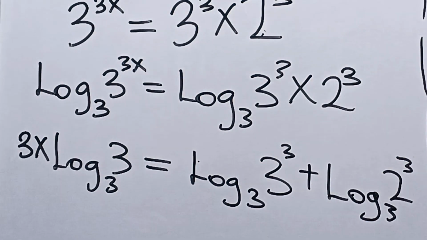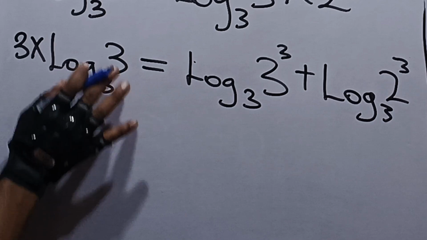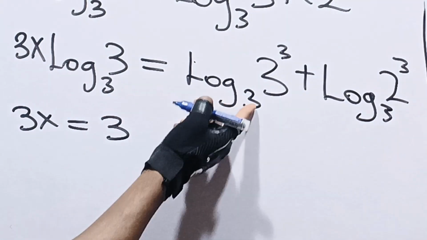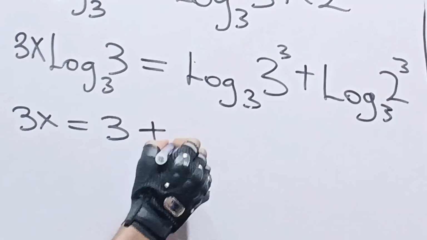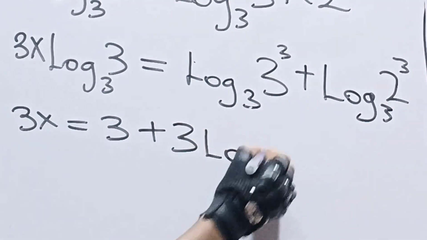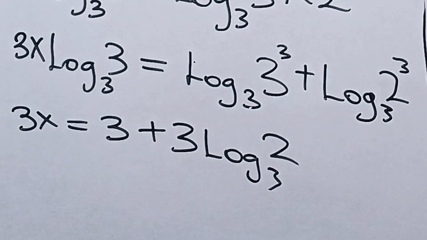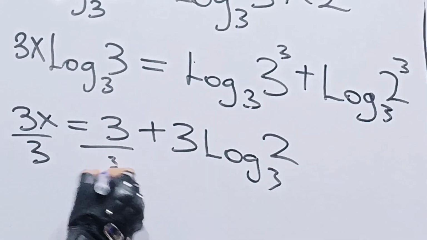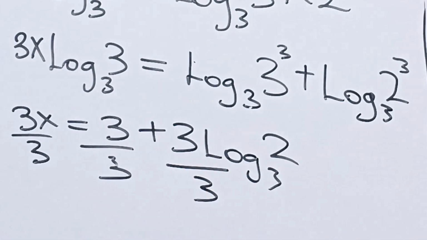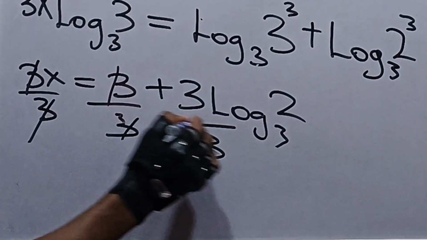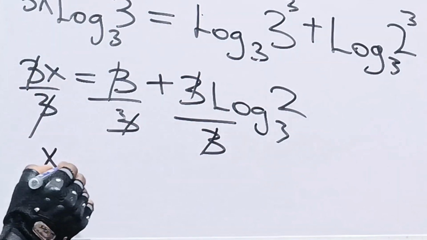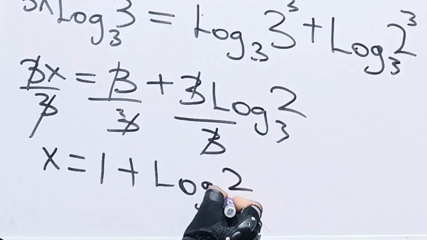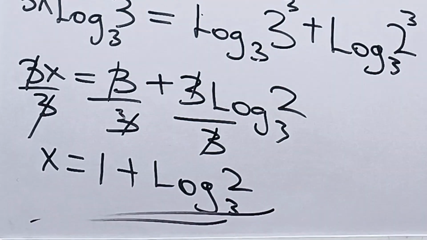Okay? Now the logarithm of a number to its own base is 1, so 1 times 3x is 3x, equal to 3 multiplied by log base 3 of 3, which is also 1, plus 3 multiplied by log base 3 of 2. At this point, let's divide each term by 3. So we have this divided by 3, this divided by 3, and this divided by 3. The 3s cancel. This is x, and this is 1 plus log base 3 of 2. And this becomes the final answer to this question.